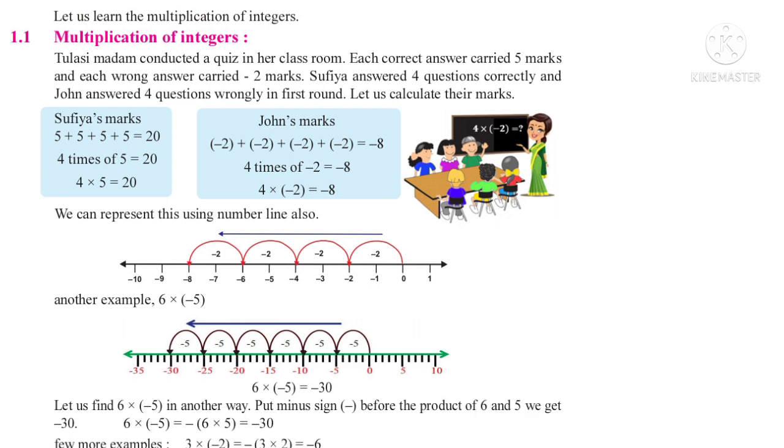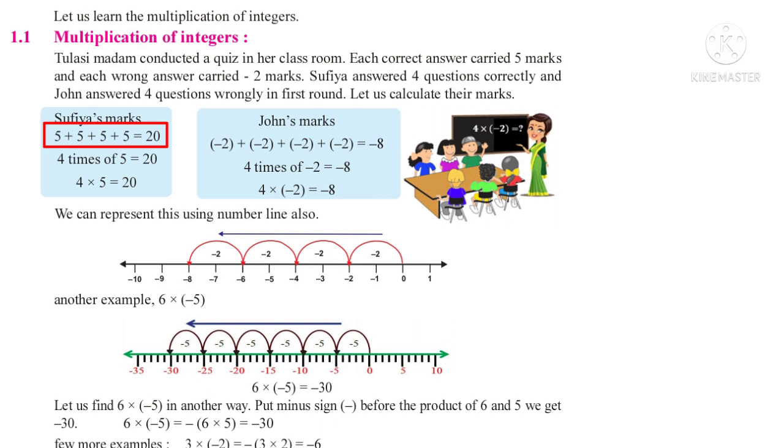Tulasi madam conducted a quiz in her classroom. Each correct answer carried 5 marks and each wrong answer carried minus 2 marks. A student Sophia answered 4 questions correctly and John answered 4 questions wrongly in the first round. Now let us calculate their marks. First, Sophia's marks. Sophia answered 4 questions correctly, so Sophia's marks are 5 plus 5 plus 5 plus 5. By adding we get 20.